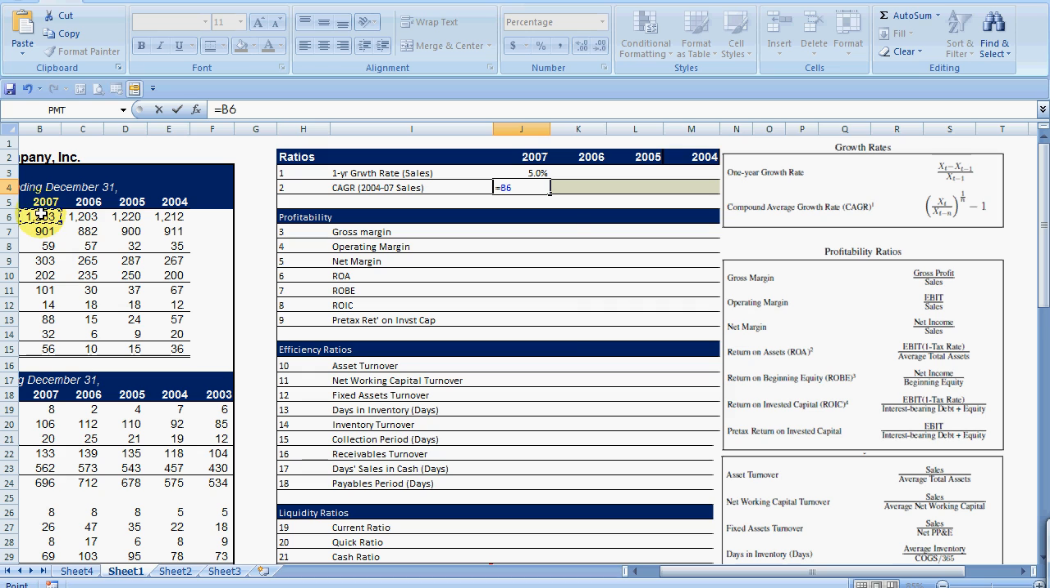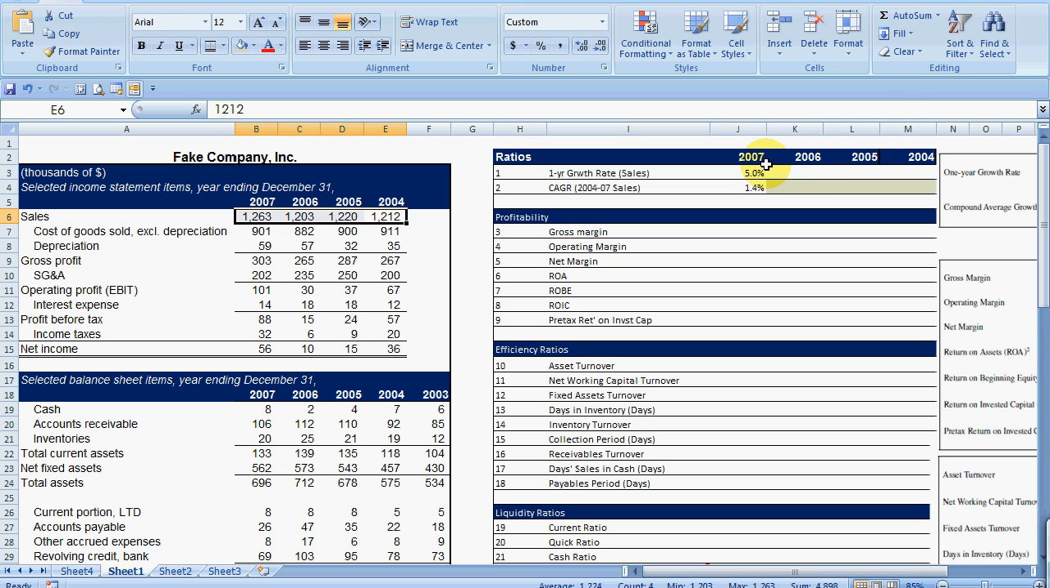So we take the current year, right, in 2007, and we're going to divide that by the first year, right? Let me put another little bracket here. And then we're going to raise that to the power of 1 divided by the number of periods. So it's 2004 to 2007, that's 1, 2, 3 years, right? So 1 divided by 3. And then we're just going to subtract by 1 again. And we can see it's a 1.4% growth rate over the last 4 years, or 3 periods, sorry, versus a 5% growth rate in the last year.